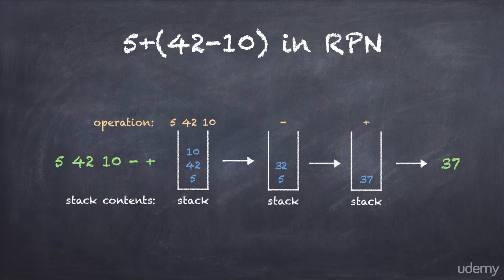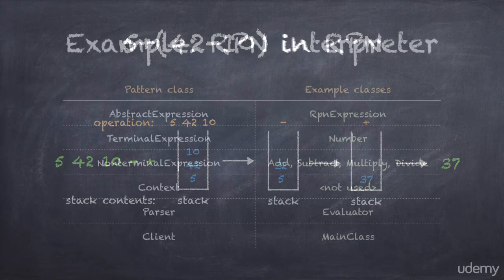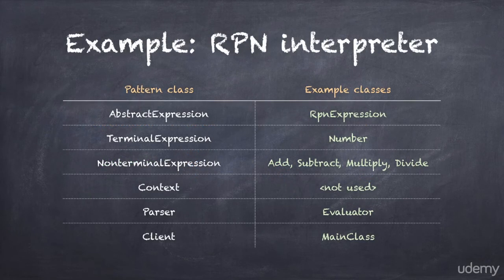I am going to build a very simple reverse Polish notation interpreter that can interpret expressions with integer numbers and one of the four basic operations: addition, subtraction, multiplication, and division. I will implement the pattern with these classes. Note the extra parser class. I will add it to the solution so that I can interpret a string containing RPN expressions.